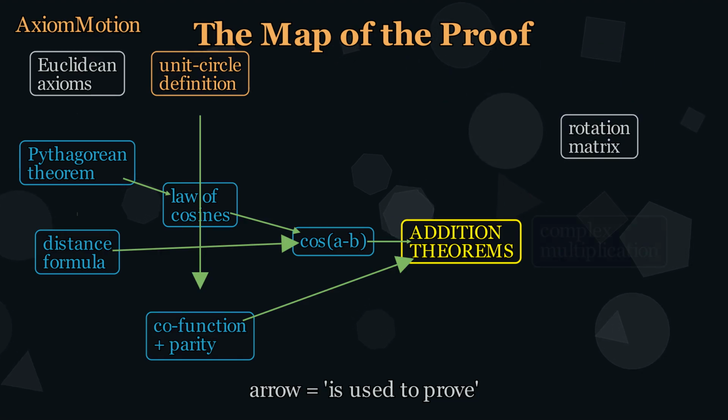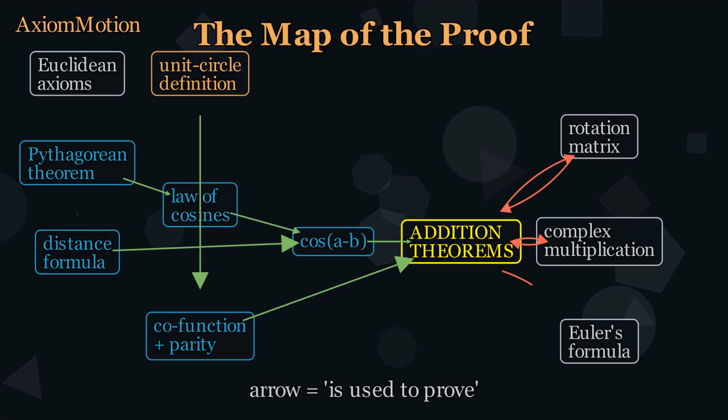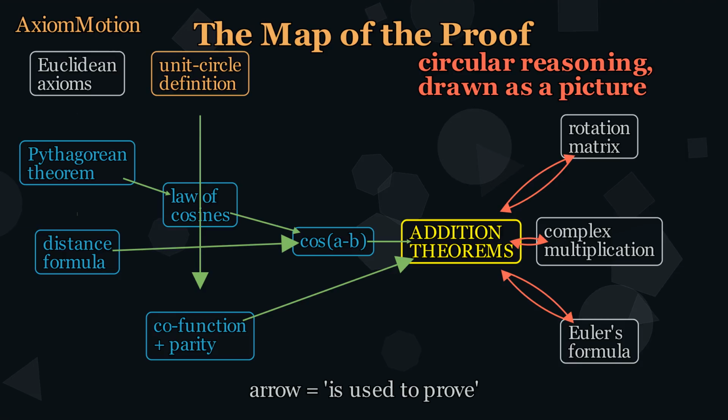Now add the tools the students reached for. The rotation matrix, complex multiplication, Euler's formula. Watch the arrows. Each of them is derived from the addition theorems, and each was then used to prove the addition theorems. Round and round. These red loops are what circular reasoning looks like, drawn as a picture.